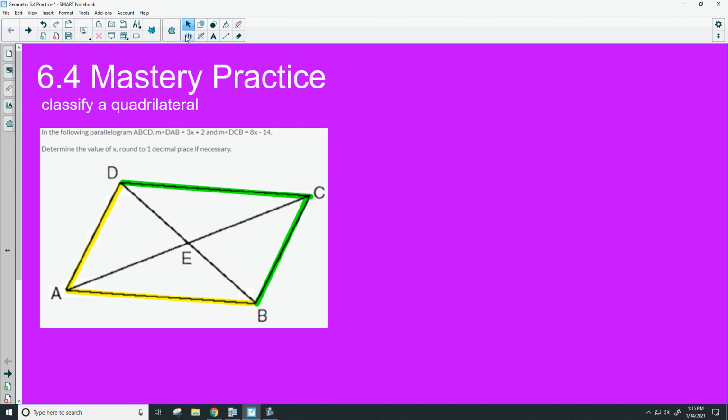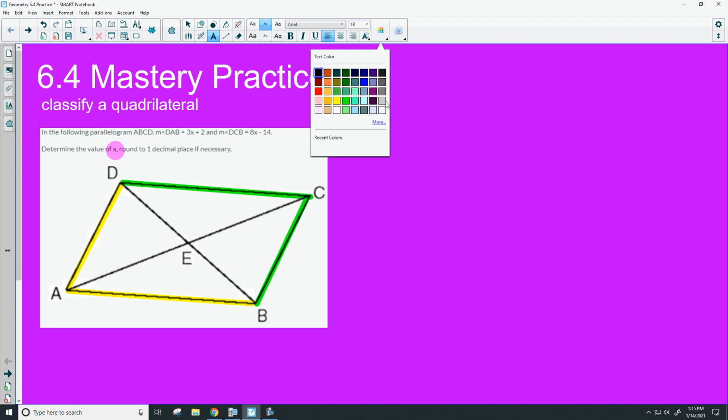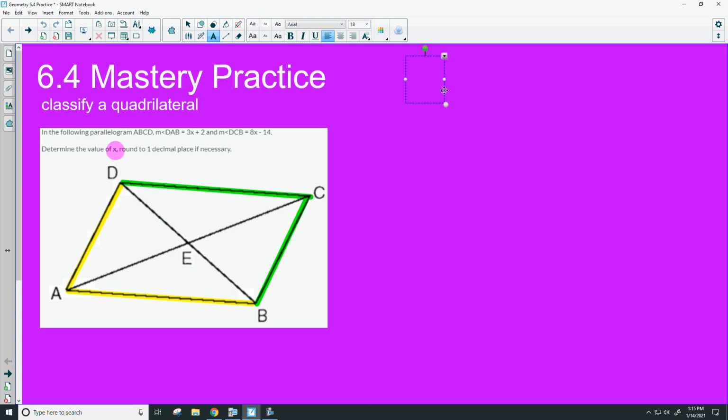So again, big thing here, it asked me to determine the value of x. That's what I'm looking for. My answer has to say x equals. So how will I go about this? Well, this yellow angle down here, angle A, and this angle up here, angle C, those are opposite angles, and I know in my quadrilaterals that opposite angles are congruent. So my 3x plus 2 is going to be equal to 8x minus 14.